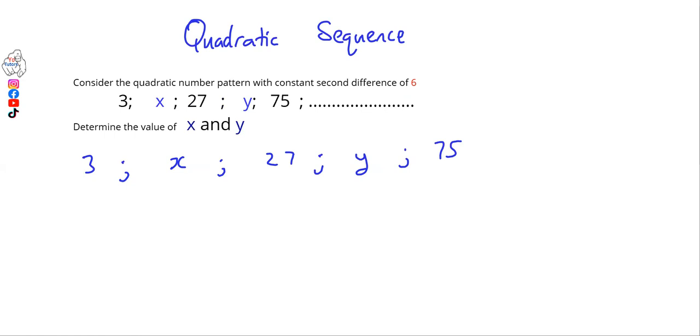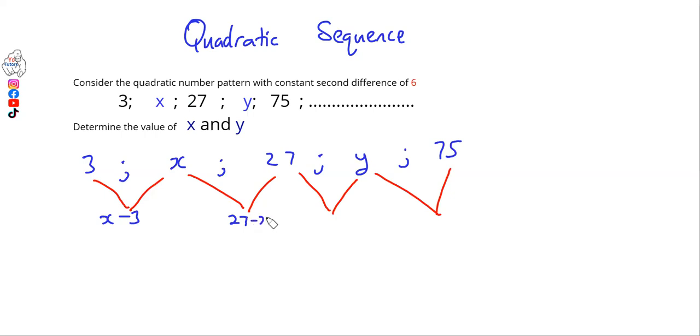So what do we do here? We're going to come down and say, okay, what is our first difference? Our first difference in this case will be x minus 3. Then here 27 minus x. Here y minus 27. Here 75 minus y. We are looking for x and y, so it means that we are going to have two equations here.